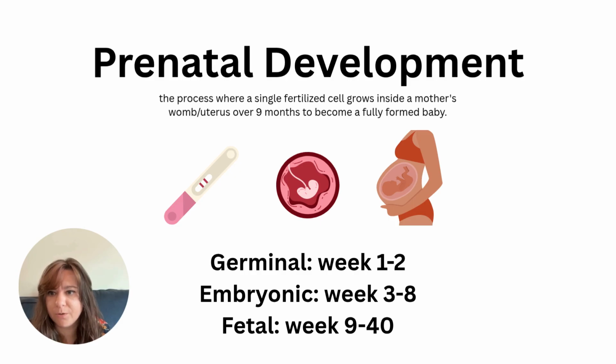So the embryo is going to develop from the cells on the inside of the ball of cells, and then the placenta grows from the outside. And again, we have those three stages.